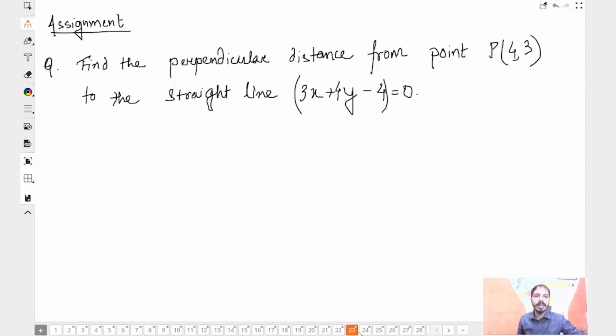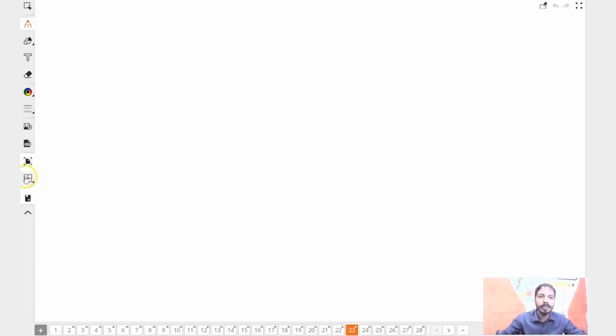Similarly, more applications are like find the perpendicular distance from point P to the straight line this. Now you might be thinking, what is the application of this? I mean, why do we need to find the perpendicular distance? Now this is an assignment, but before I give you the assignment, let me explain why this is important, how this can be helpful to you.